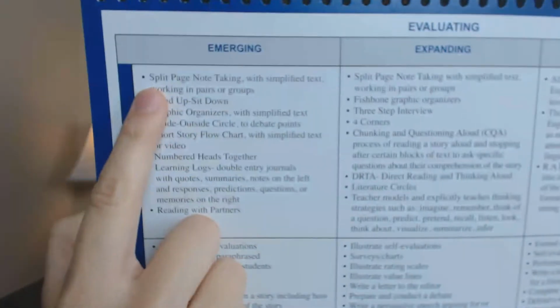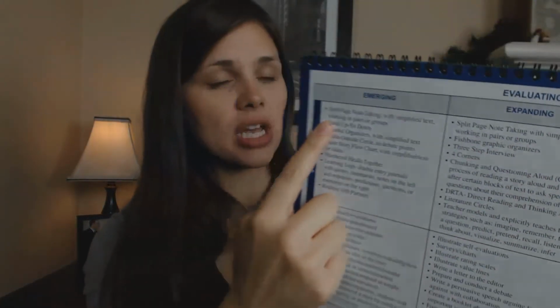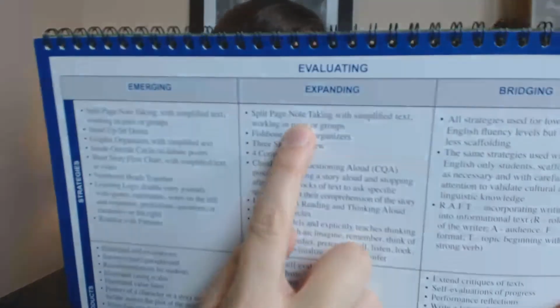And so what I can do is look here of how I can support them. This one here suggests for my emerging students, what I can do is split my page for note taking. So I could have them work in pairs or work in groups to take notes, and that would support my emerging students. For my expanding students, I could have them do split page note taking with simplified text. And then here, bridging, I could use all strategies used for the lower levels, but with less support or less scaffolding. Maybe they have to do it by themselves. Or maybe instead of a group, they're doing it in partners.